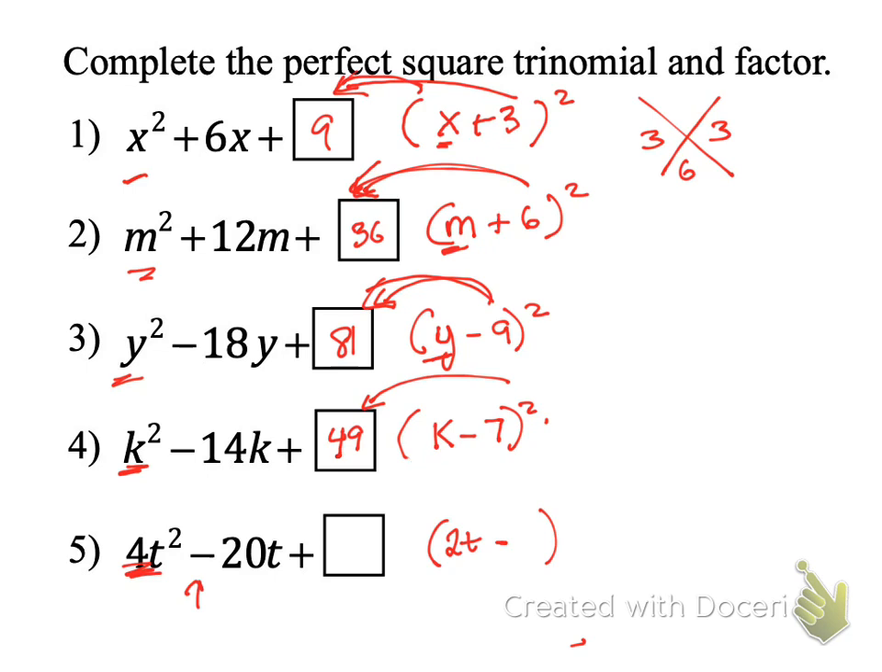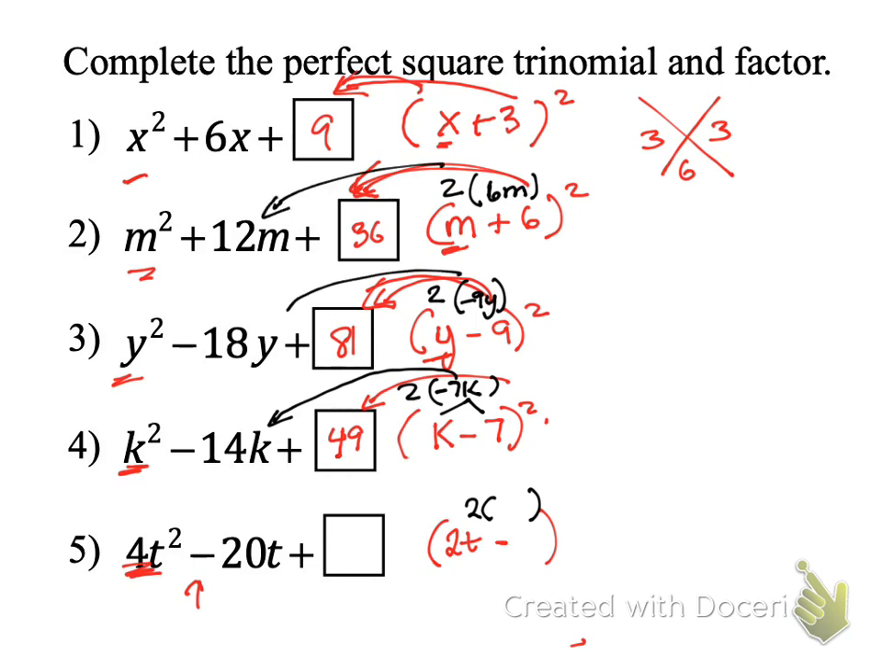Notice every time when I multiply these together, I get negative 7k. What relation does it have to this? So then I would multiply by 2, right? So 2 times what goes in there? Negative 5. No, wait, negative 10. Notice here, when I multiply it, it's negative 9y. Here it's 6m. And when I double it, I get the middle term. So what goes inside this parenthesis?